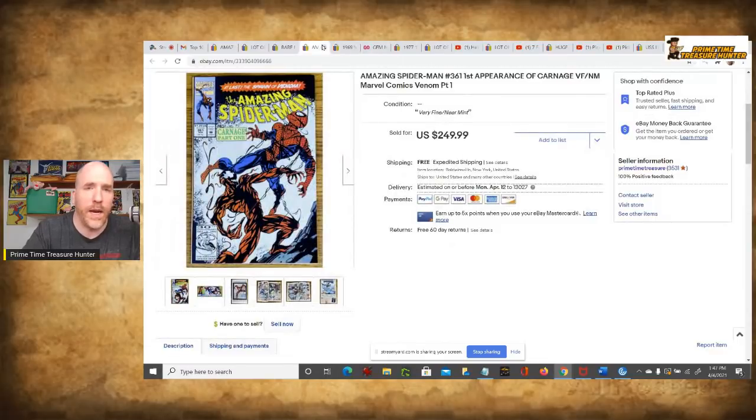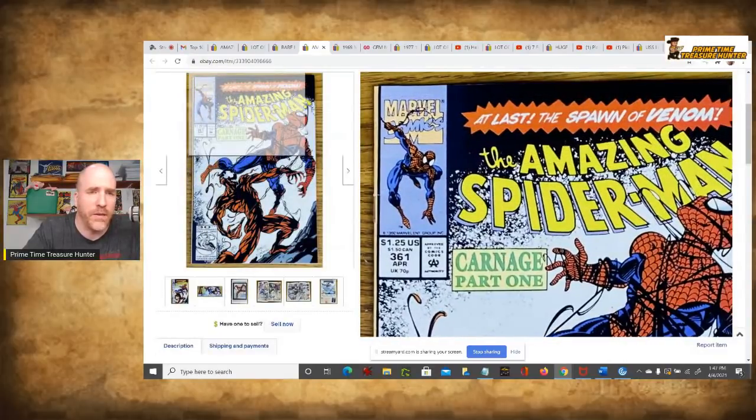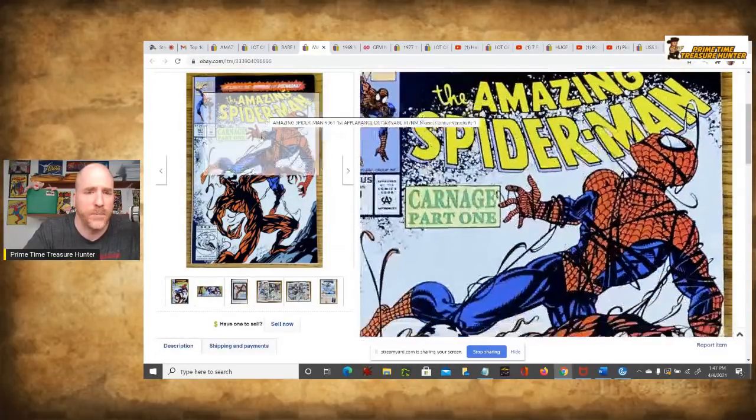Okay, next one over here. This is Amazing Spider-Man number 361. If you ever see this, pick it up, especially if you get it for a good price. This one sold for the price that you see. I actually took a little bit off. $225. Amazing Spider-Man 361 is in very fine to near mint condition.